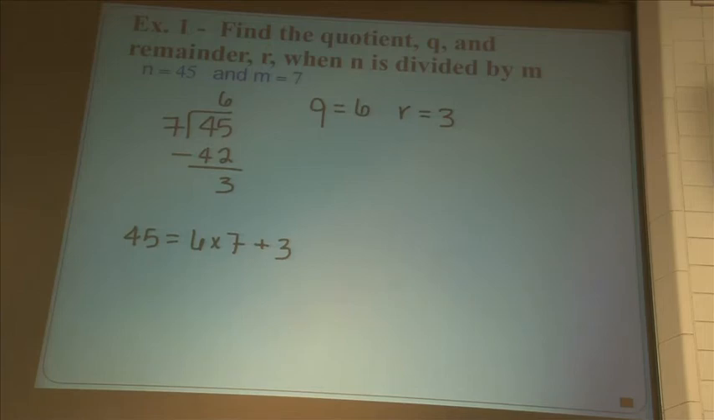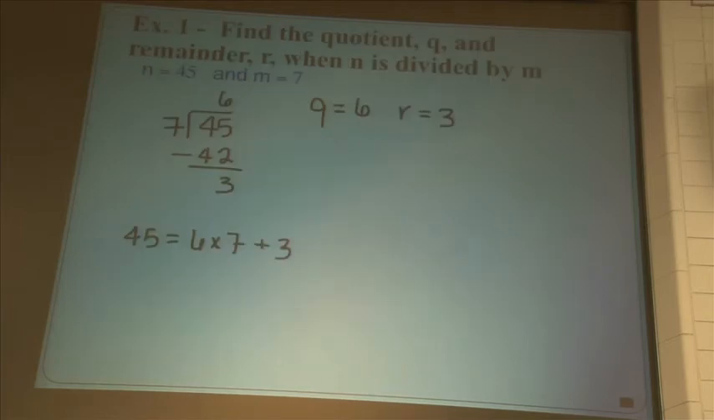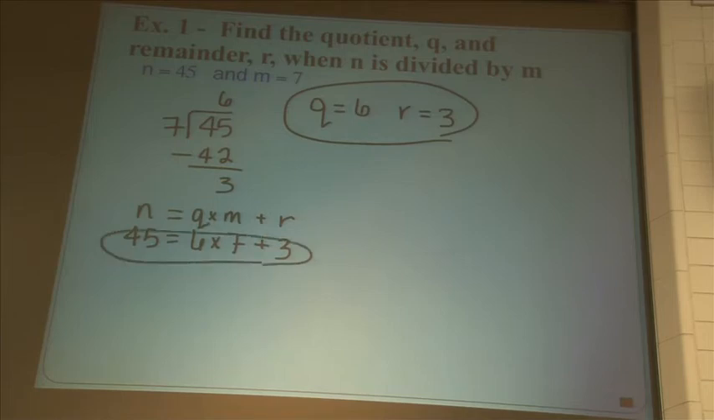And let's see if we follow the notation from the previous one. So n is equal to q times m plus the remainder. So our quotient was 6. The number we were divided by was 7. Our remainder was 3. Put a tail on that q so it doesn't look like a 9. Okay.